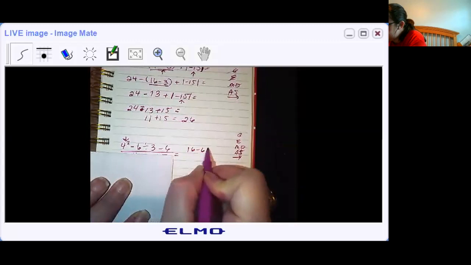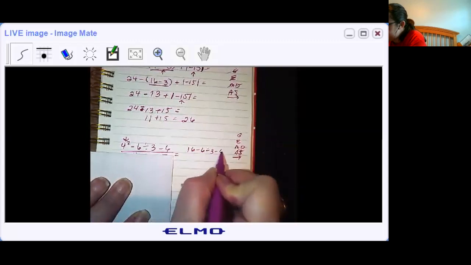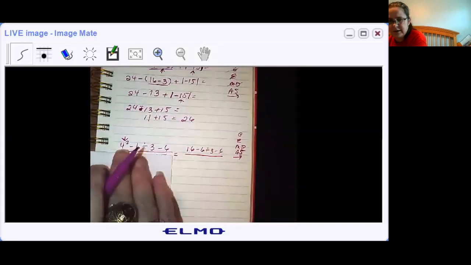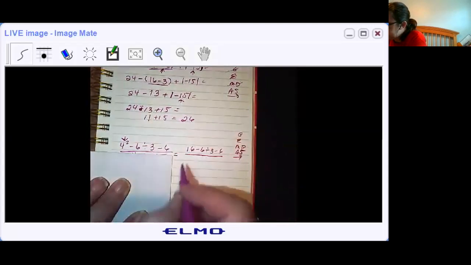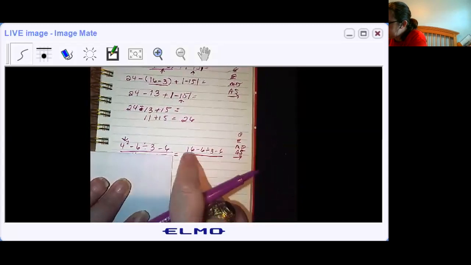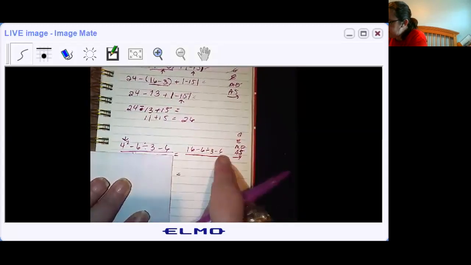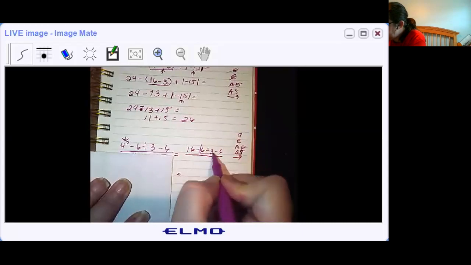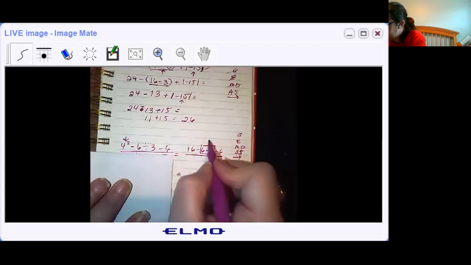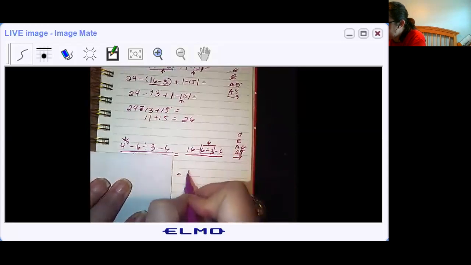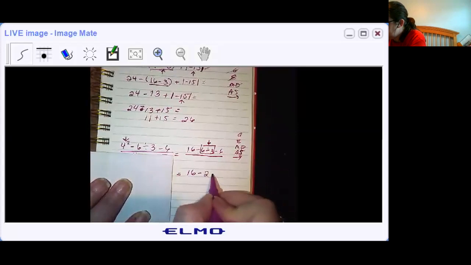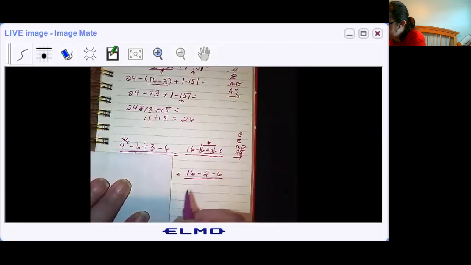16 minus 6 divided by 3 minus 6 over something, and we don't know what our something is yet because we're ignoring it right now. We're just dealing with the top. So now let's look. Don't have any groupings, don't have any exponents, but right here, I have division. So that's what I'm going to deal with next. So I have 16 minus 6 divided by 3 is 2 minus 6. And it's all divided by something.